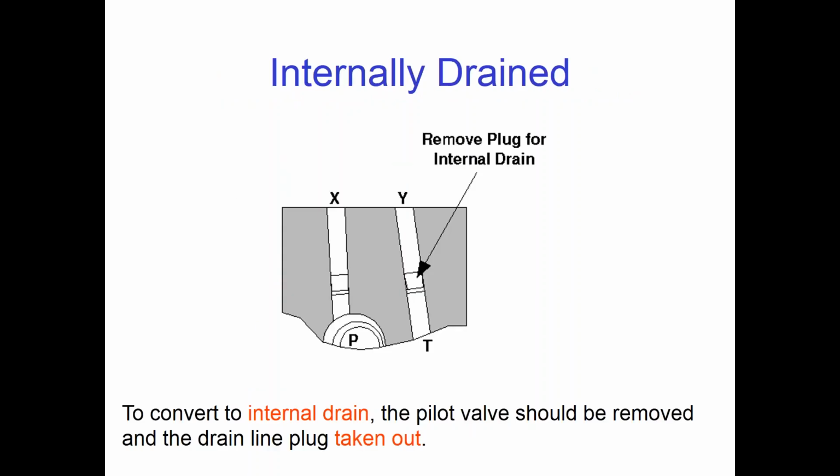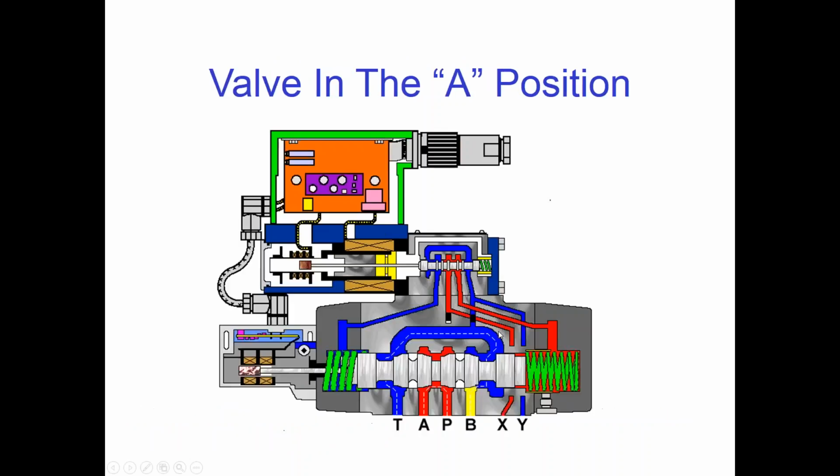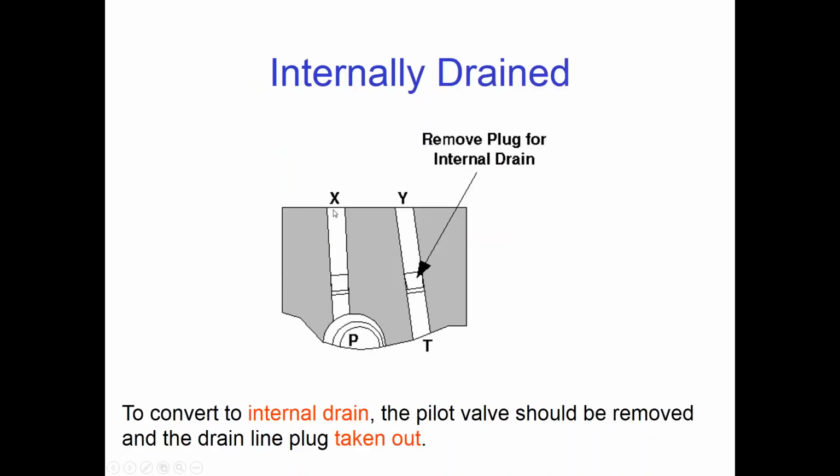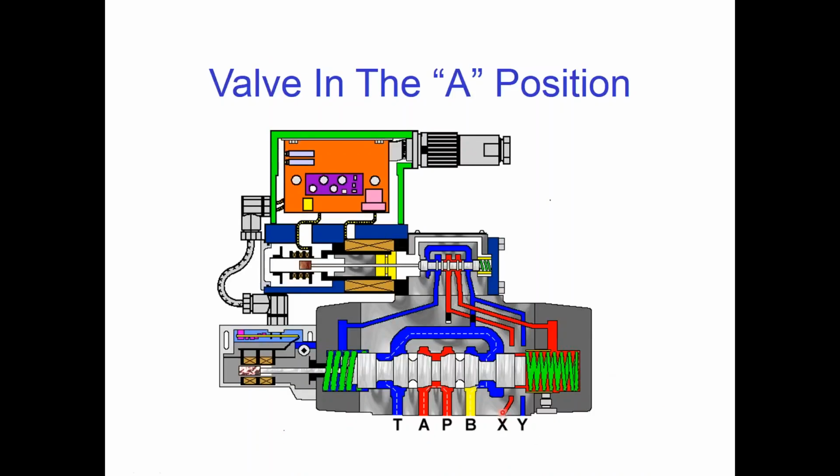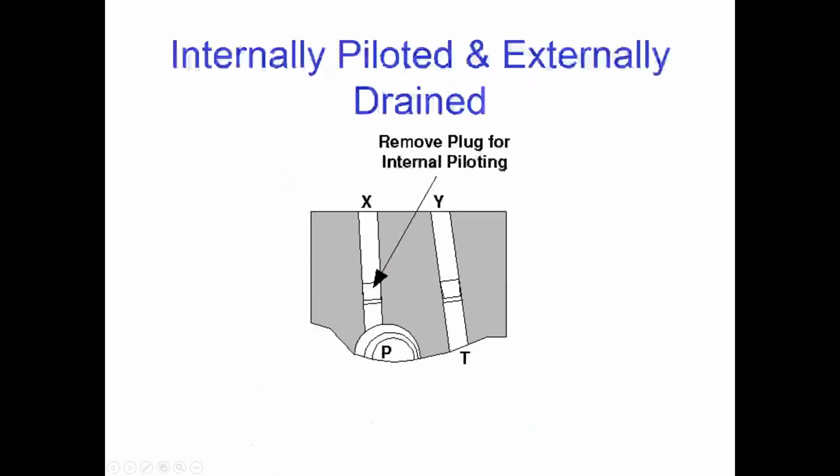Now, if we're going to internally drain the valve, then we'll have to remove that plug, right? That instead of directing to the Y port, then it will go to the internal drain of the valve. On some valves, by the way, we have to take it out of the chamber and we have to screw it into this Y port. And same thing if we want to externally pilot. We have to remove the plug here, and again on some valves we have to screw it into the X port here. Okay.